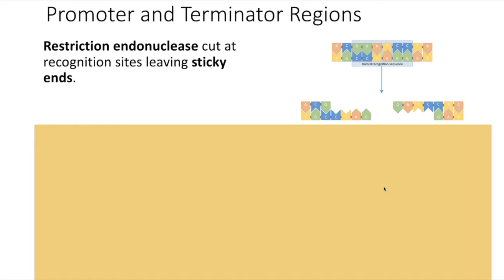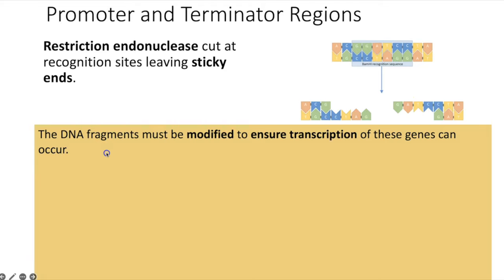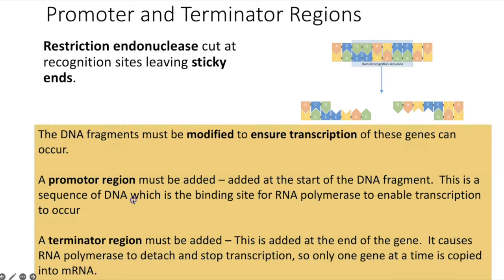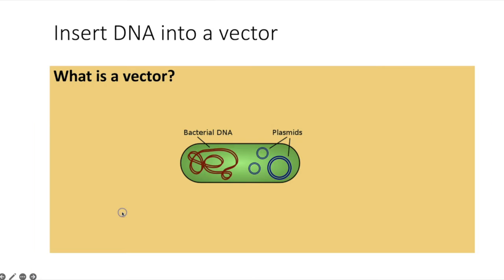So once we've actually used those restriction endonucleases to create our DNA fragment, and we've got our sticky ends, we actually have to modify the DNA so it can be used in transcription. So we have to add a promoter region, which is added at the start of the DNA fragment. And this is a sequence of DNA which is the binding site for RNA polymerase, which will therefore enable transcription to occur. And we have to also add a terminator region, which is added at the end of the gene. And this causes RNA polymerase to detach and stop transcription. So only one gene at a time is copied into mRNA.